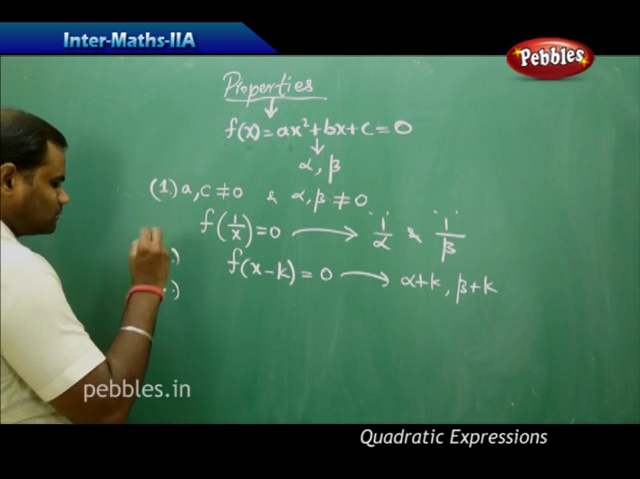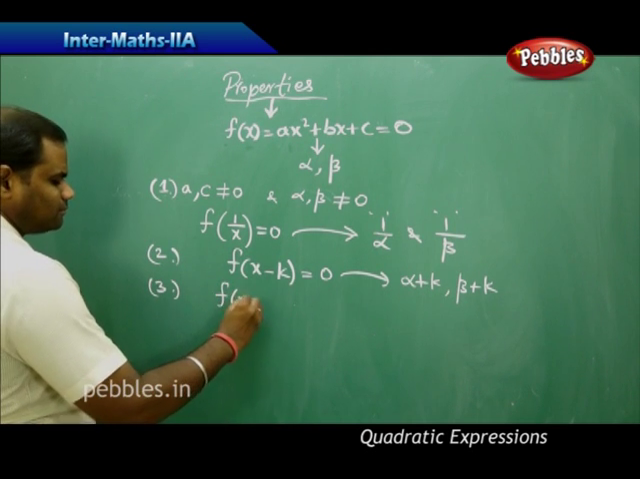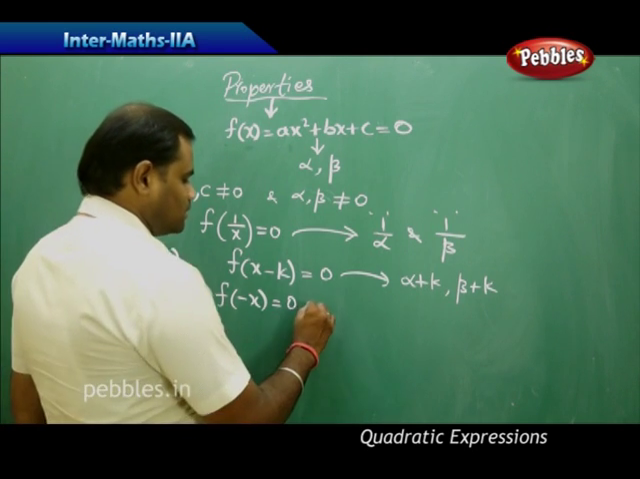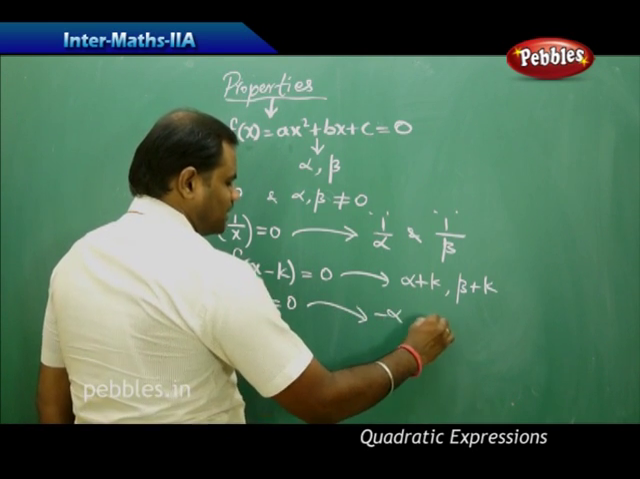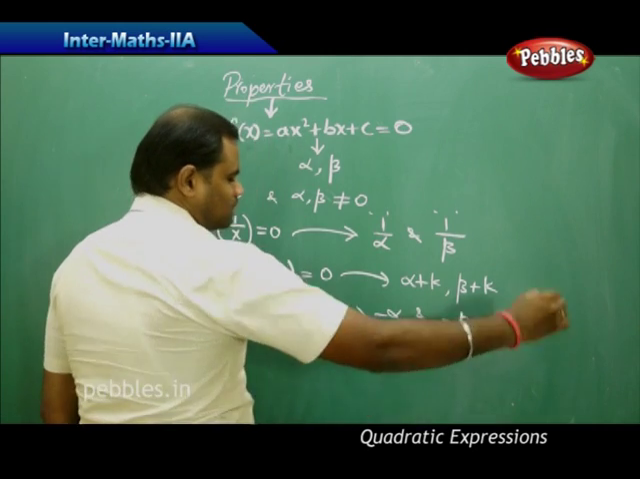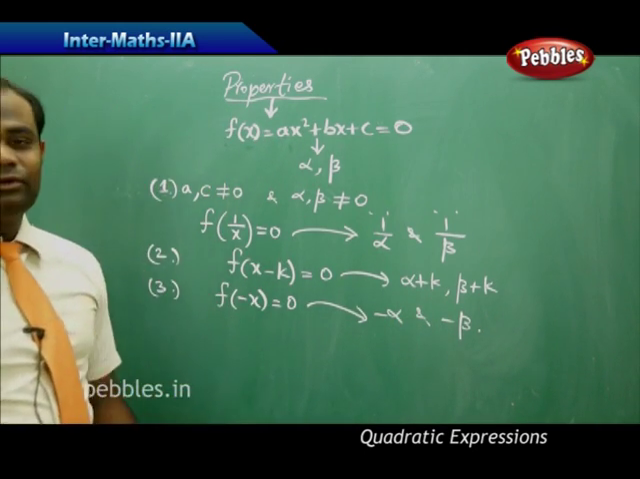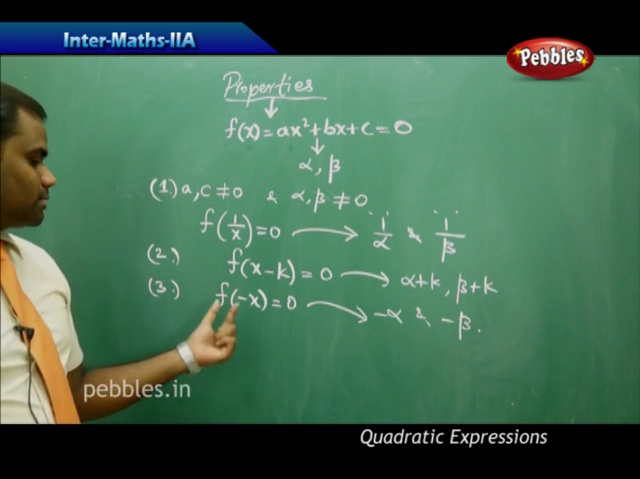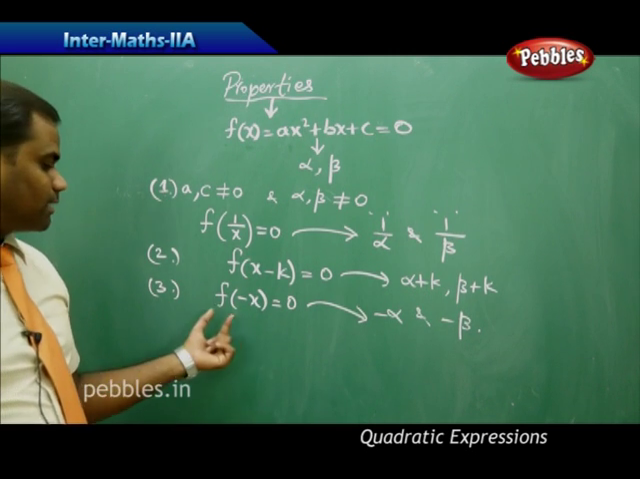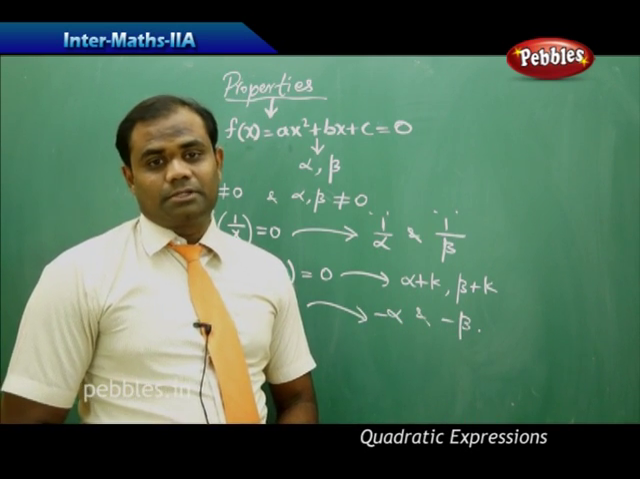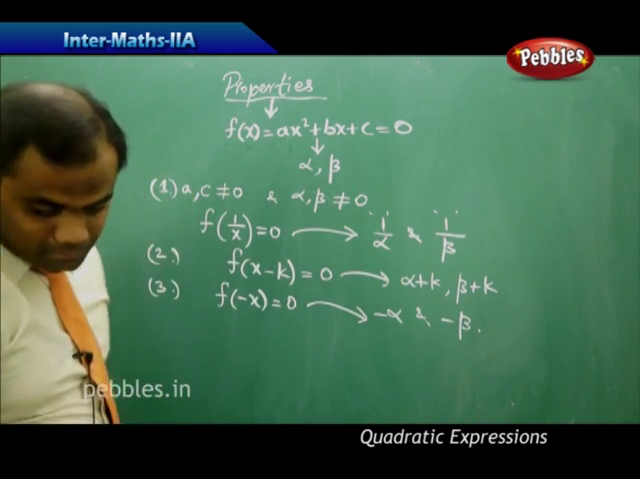Thirdly, we identify that if I change the sign as minus x, then the roots of this function will be minus alpha and minus beta, because the roots will also change sign as the value of x changes sign inside f. That is, f of minus x equal to 0 will have the roots minus alpha and minus beta.